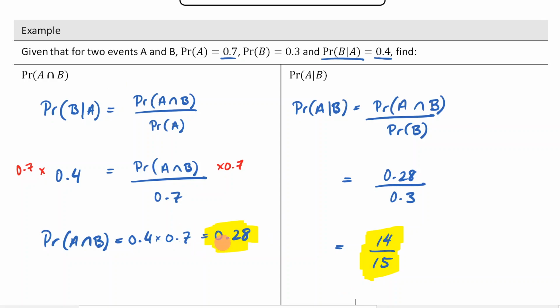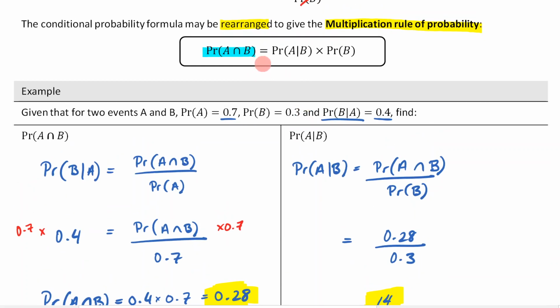And once we've got our desired result, we can then use that and plop it into other things that we've been given. But just make sure you are comfortable with using the multiplication rule to answer questions.